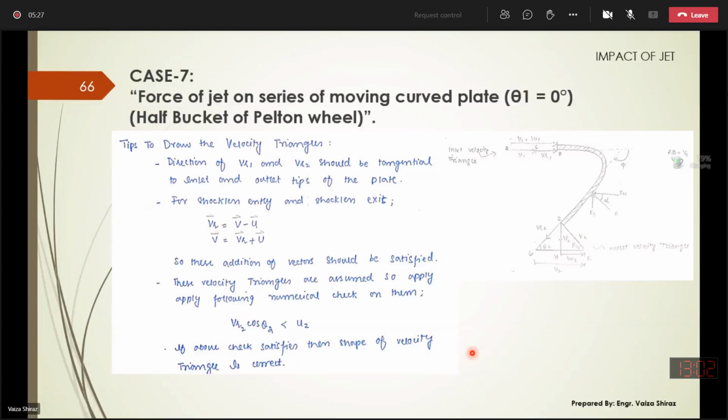So today we'll start with case number 7, and this is regarding the force of the jet on the series of the moving curved plates. In case number 5 and 6, we have covered the curved surfaces, but they were stationary curved surfaces. And I have told you that you need to just revise whatever you have done till now, so that you can easily understand the concept of the moving curved surface. These are not difficult cases, but you have an additional concept of the velocity triangle.